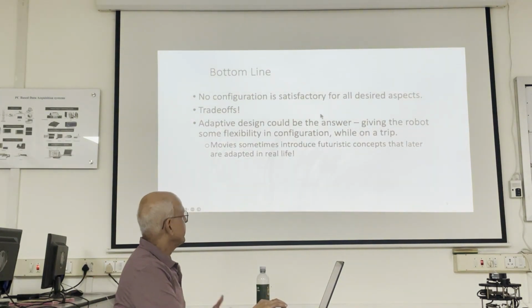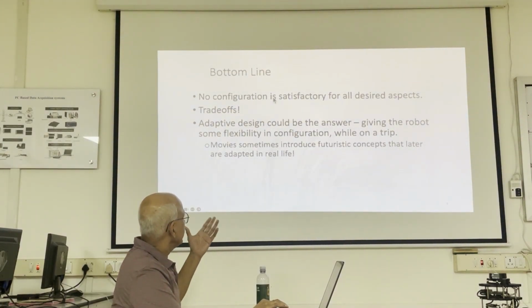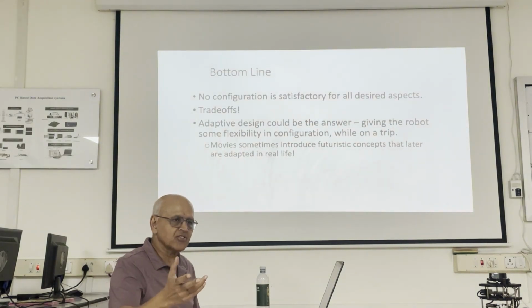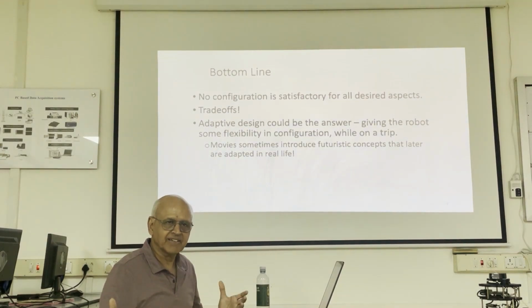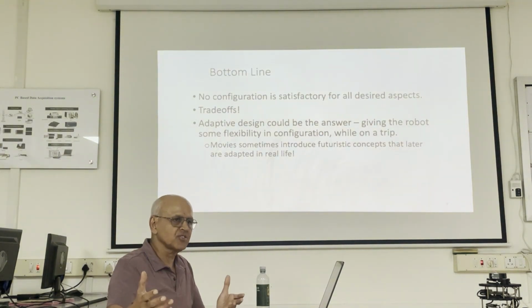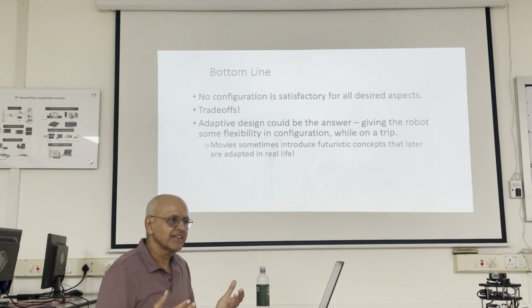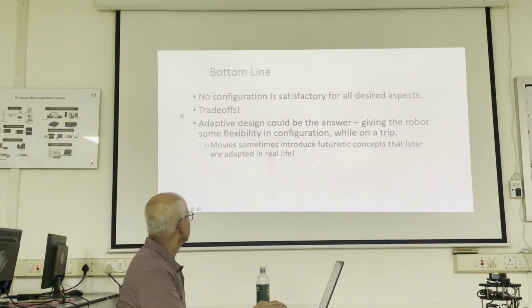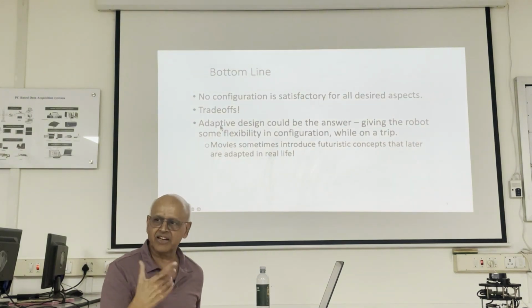So basically when you make a decision, it's trade-offs, right? What are you looking for in this vehicle? An SUV is not the same as a small Maruti. An SUV costs you more because it has more clearance, right? So trade-offs is what you do in engineering, but you can have an adaptive design. That is like a compromise.